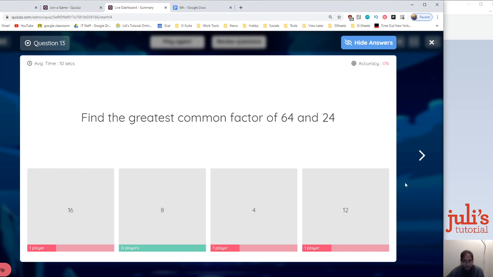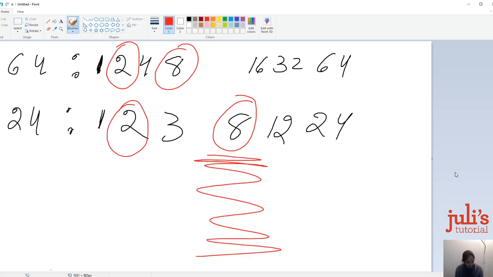Who understood that just now, how I did it? Write on the chat if you understood it, because you guys are very quiet.